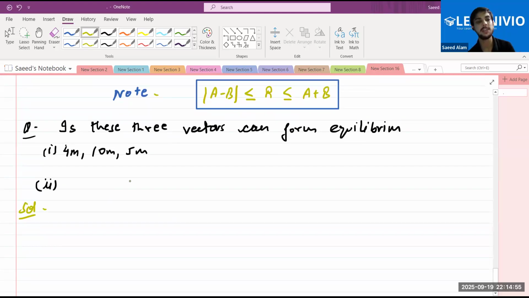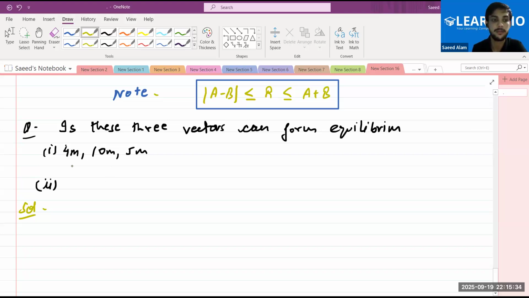See, if I have three vectors, 4 meter, 10 meter, and 5 meter, I have to choose two vectors, yes or no? Yes. Then I will find out the third vector and see whether it can be equal to the third vector or not. If it is possible, we'll say yes, this is possible. If it is not possible, we'll say that these three vectors cannot form an equilibrium. The sum of these two vectors should become equal to the third one. So 4 meter, 10 meter, and 5 meter we are choosing over here.